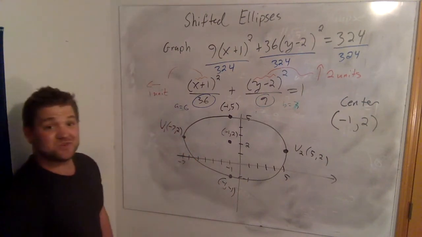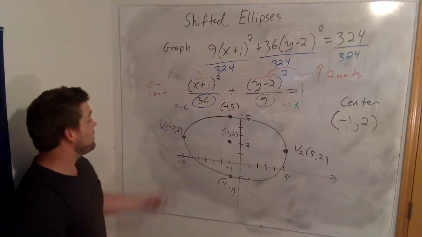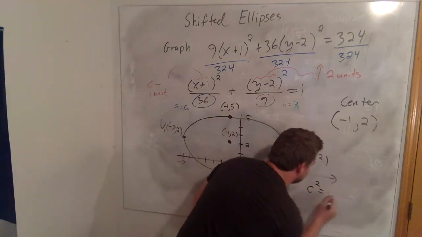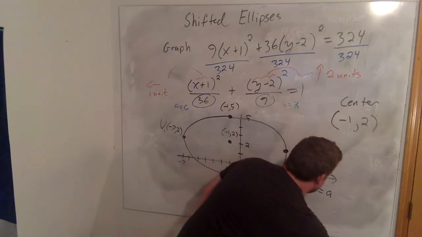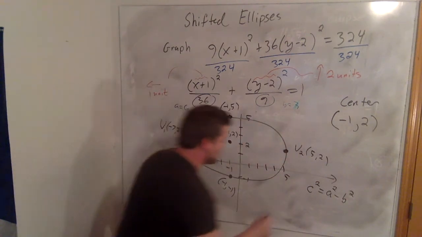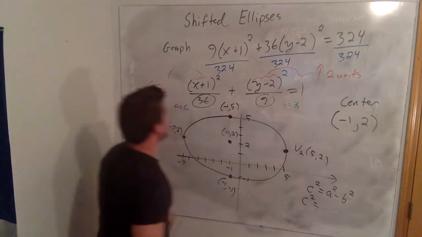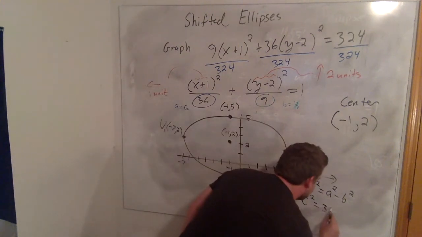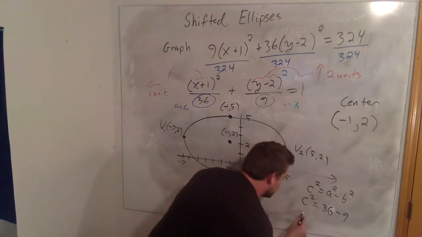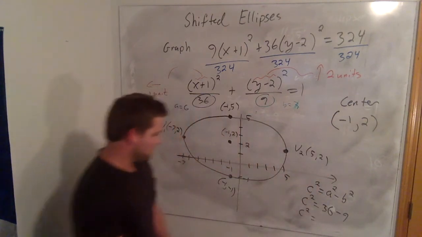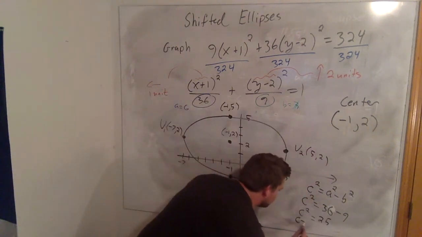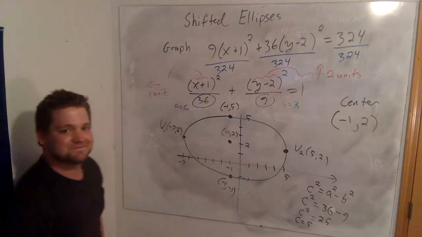The only thing that's left to do is to find where the foci are, so we need to figure out what c is. Okay, well, we have that c squared is equal to a squared minus b squared. So our c squared is going to be equal to 36 minus 9. So we're going to get that c squared is going to be equal to, what will this be? This will be 25. Or our c is going to be 5.